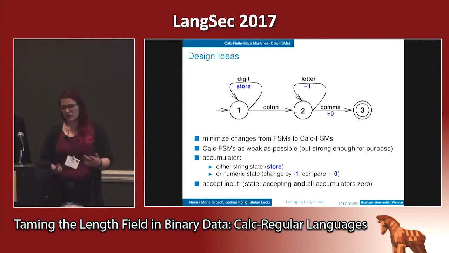If one of this is not the case, we cannot accept. But also, if our accumulator is 0 and a transition with a decrementing statement is called, we reject the input as well.